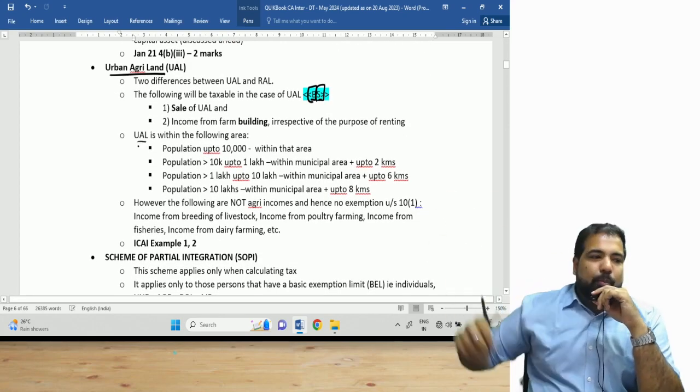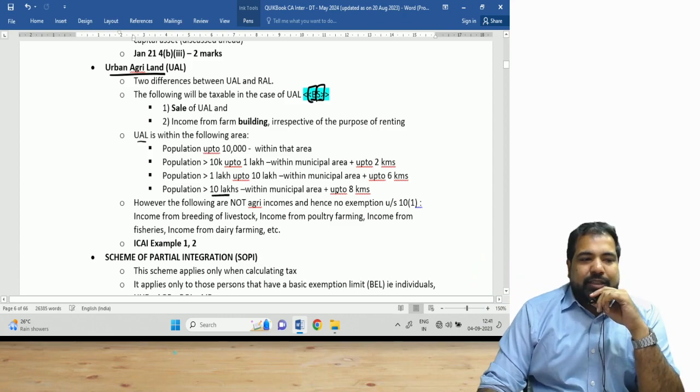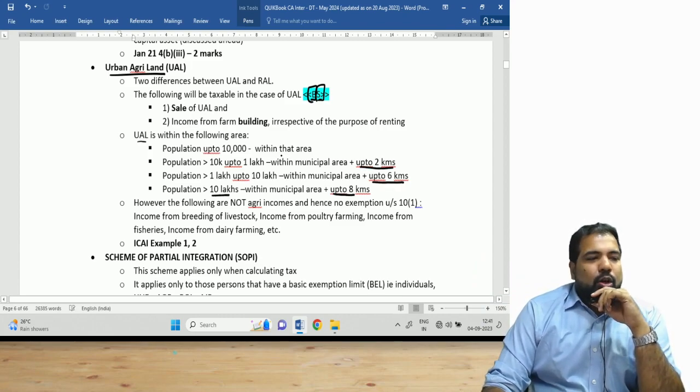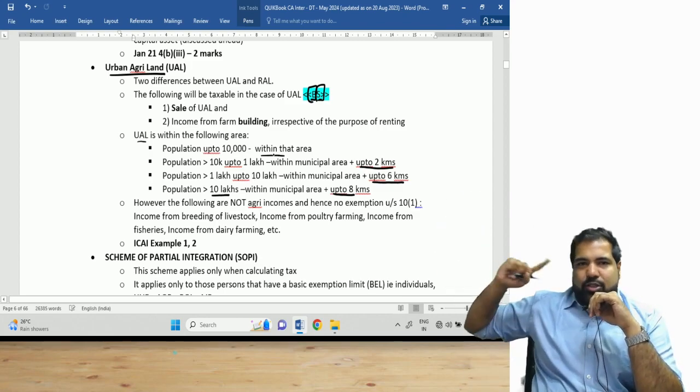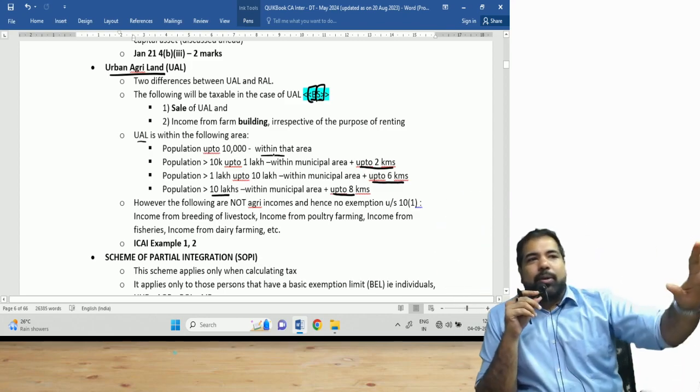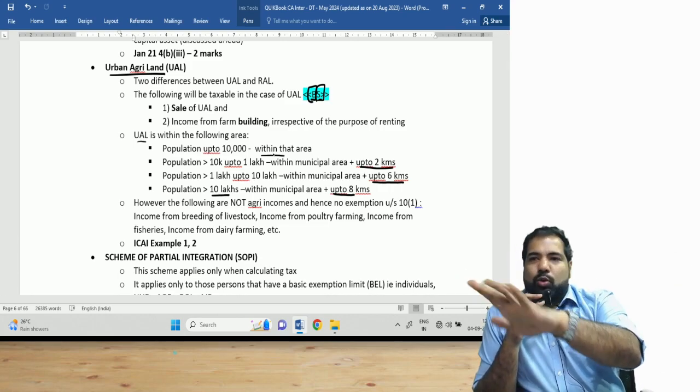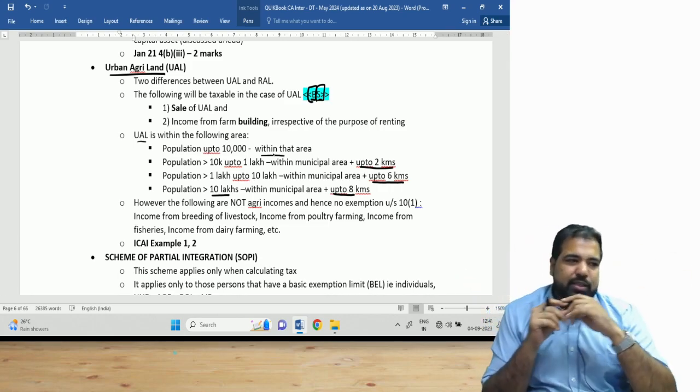Now, guys, what is an urban area? If you are in a very populated place, more than 10 lakhs, then up to how many kilometers? Otherwise 6, otherwise within the municipal limits. You know the population, and if you know the urban area, anything outside of it is rural.